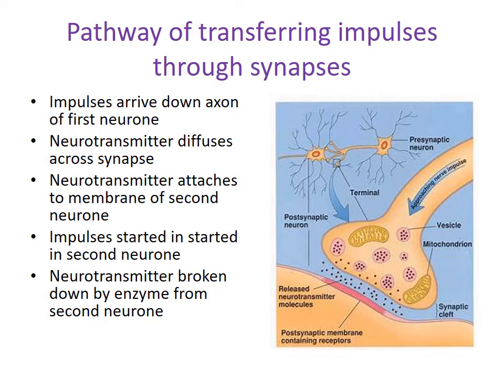Then we will look at the pathway of transferring impulses through synapses. First, the impulses arrive down the axon of the first neuron. Then chemicals called neurotransmitters diffuse across the synapse. After that, neurotransmitters attach to the membrane of the second neuron. Then impulses are started in the second neuron. So after the impulse is transferred to the second neuron, the neurotransmitters are broken down by an enzyme from the second neuron.